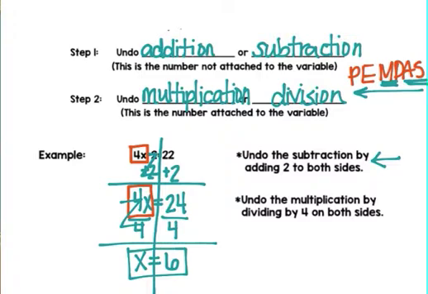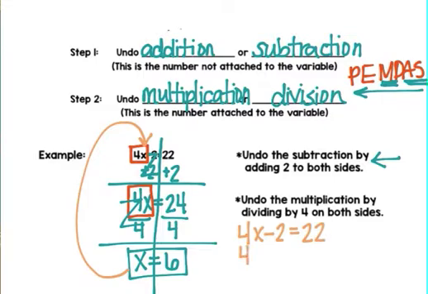However, I'm not just going to submit that. I always want to double check my work, right? It's so easy to double check. You're going to take that x equals 6 and you're going to substitute it back in where x is in the original. So I'm going to write my original equation down here. 4x minus 2 equals 22. And instead of that x, I'm going to substitute with a 6. And I have this, so let's see if this works out.